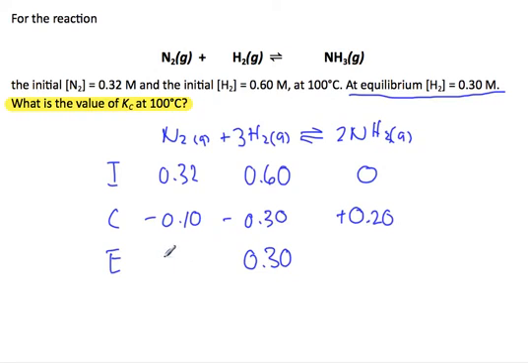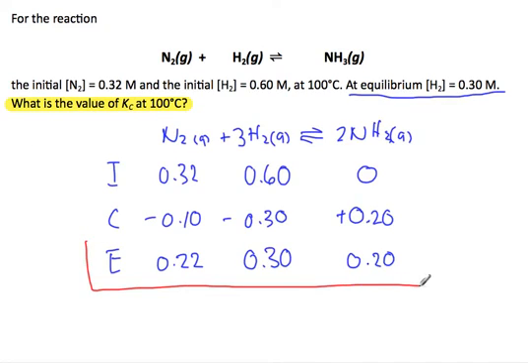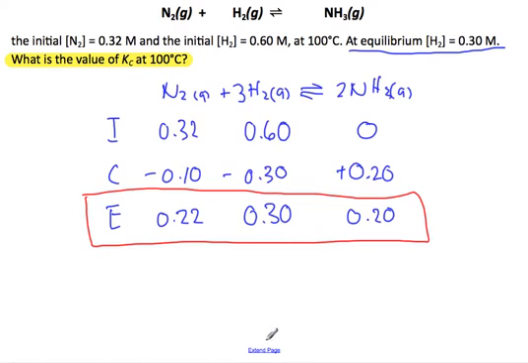And so now the math is pretty simple. This is going to be 0.22 moles per liter. We already have 0.30, and this is going to be 0.20 moles per liter. So again, now we have equilibrium concentrations. And so we can carry on with this to find the answer. The answer is, what is the value of K?